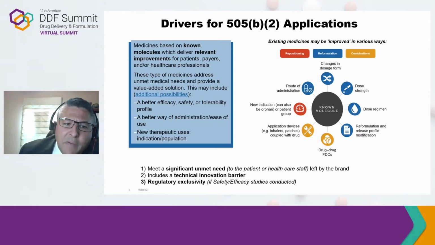And, for a 505(b)(2), it should meet a significant unmet need, right, to the patient or healthcare staff left by the brand. So there has to be some value there that the customer is going to gain. And the customer, for example, if you're in a hospital space, it'll be the healthcare staff, those that would be preparing the medicines, or maybe they don't have to prepare the medicines and it would be ready to use or ready to administer, right, for like an anesthesiologist, for example, or in the emergency room on a crash cart. It could include a technical innovation barrier, and it could offer some type of regulatory exclusivity if safety and efficacy studies are conducted.